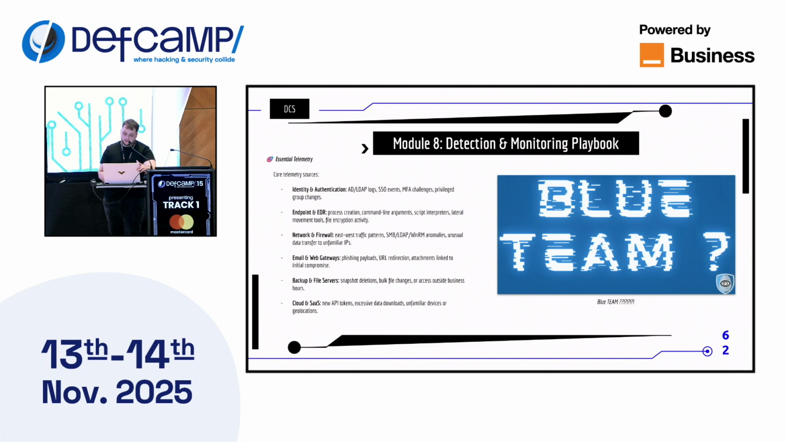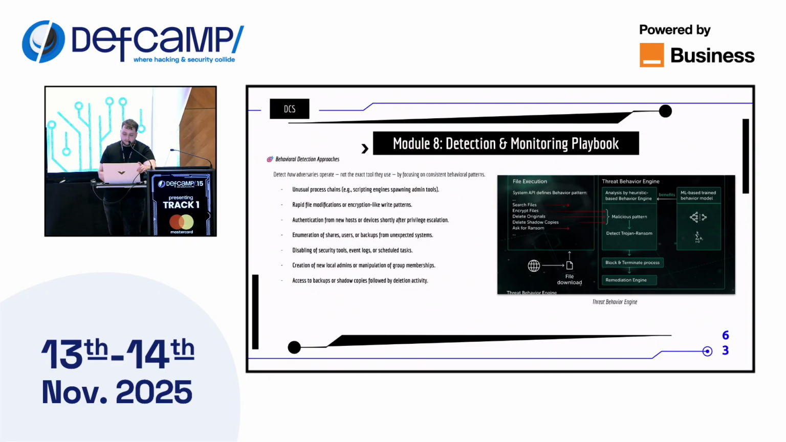And for the backups, we should look for snapshot deletions, file changes, or access from outside of the business hours. And I think this is the most important thing for blue teaming. We should look for behavioral approaches, not to detect the tool, but to focus on how the adversaries operate. Because the tool can be obfuscated and bypass the antivirus, EDR, and so on. But if we actually detect how the adversaries operate, it will be easier for us, and also we would catch them faster.